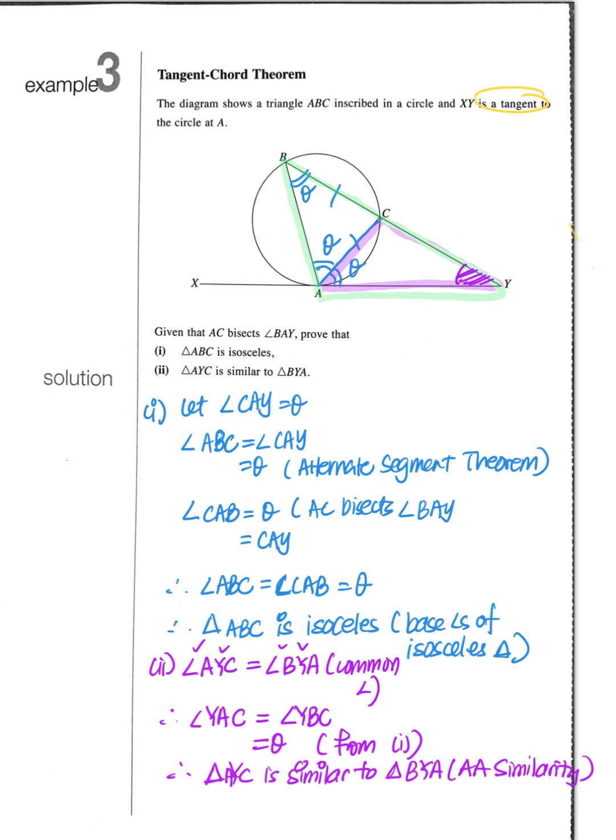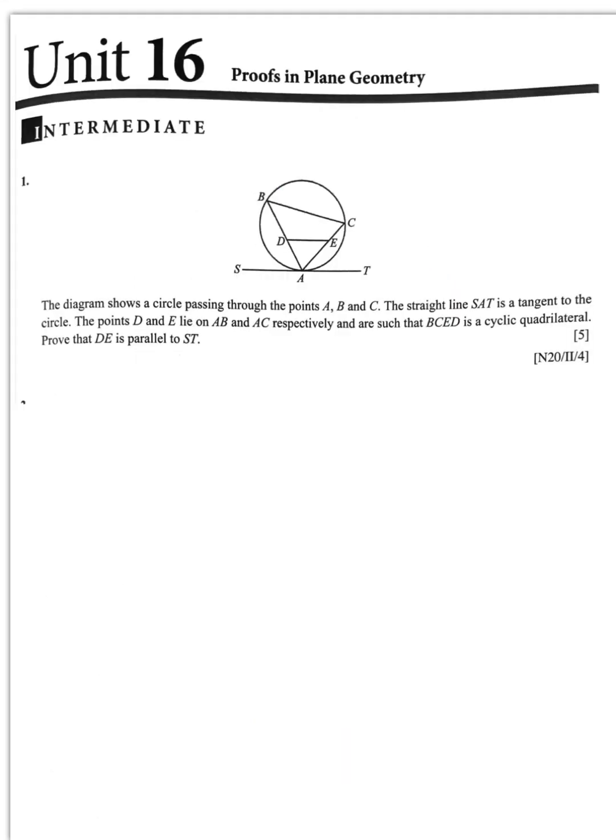Okay, done. Now we try some O-level questions, the more recent ones. 2020, I think this is quite familiar to a lot of you, but we go through again. It's a 5-mark question. The diagram shows a circle passing through the points A, B, and C. The straight line SAT is a tangent to the circle. Once you see tangent, be alerted.